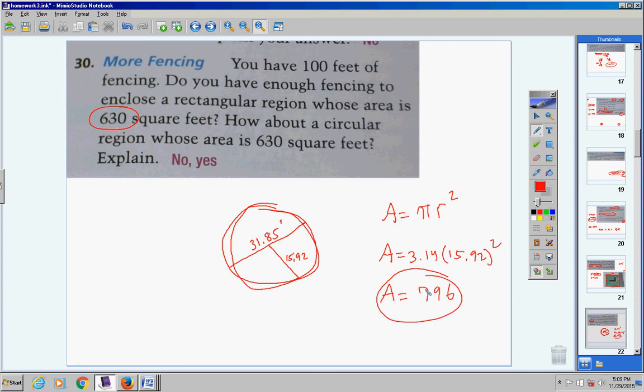So I can definitely make a circle that has an area of 630 square feet with the amount of fencing that I have. I'll have to cut some back and maybe only make it 90 feet or 80 feet or 85 feet or whatever it might be. But yes, I definitely have enough fencing because the fencing that I do have is enough to give me an area this big, let alone that big right there.